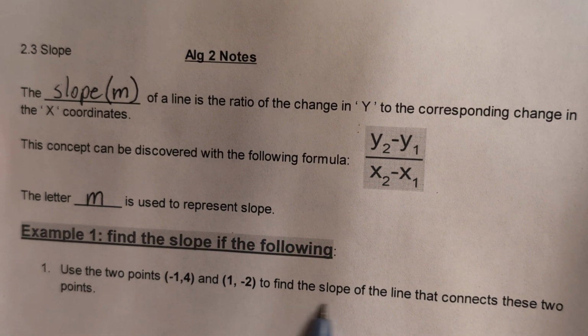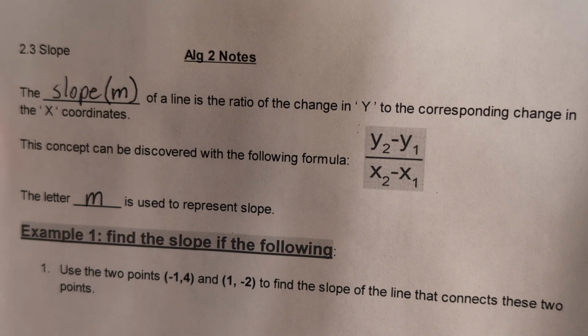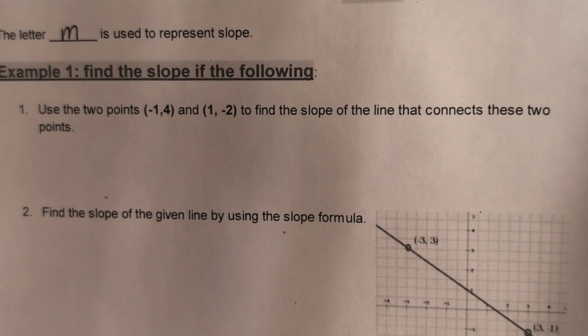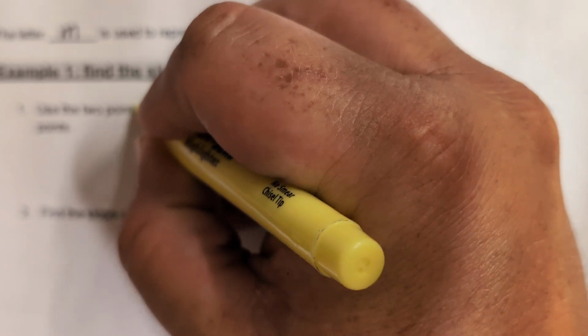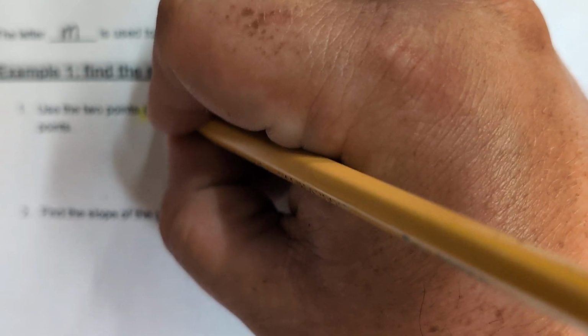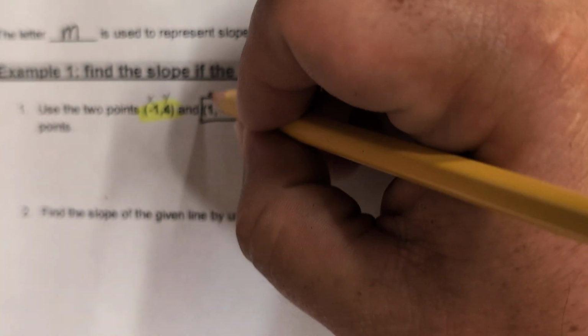Use the 2 points to find the slope that connects these two. Find the slope of the line that connects these 2 points. So here's what I want to do. Make sure we can see it. I'm going to do -1, 4, and I'm going to make sure I highlight it, and then I'm going to do 1, -2. Now I know that these coordinates are in alphabetical order. This is my x value, this is my y value. I hope my pencil doesn't break on me. Same thing here. This is my x value, this is my y value.